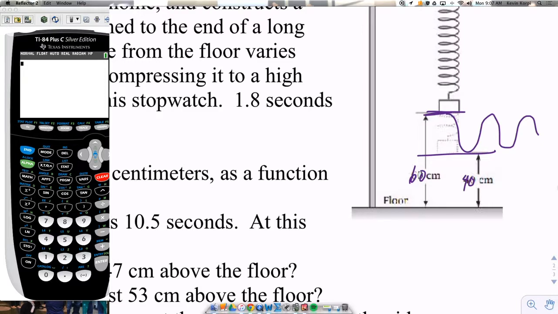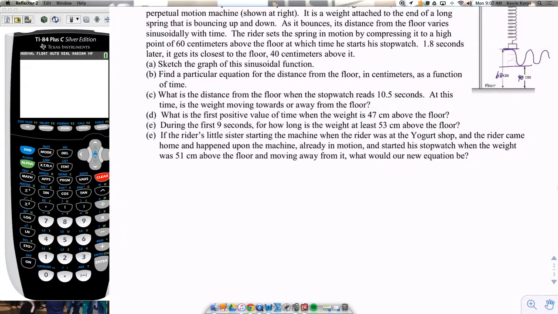When it says to graph it, is the little sketch that I drew right there good enough? No, it's not. We have to do something much more detailed. Okay, so we know it goes up to 60. We know it goes down to 40.